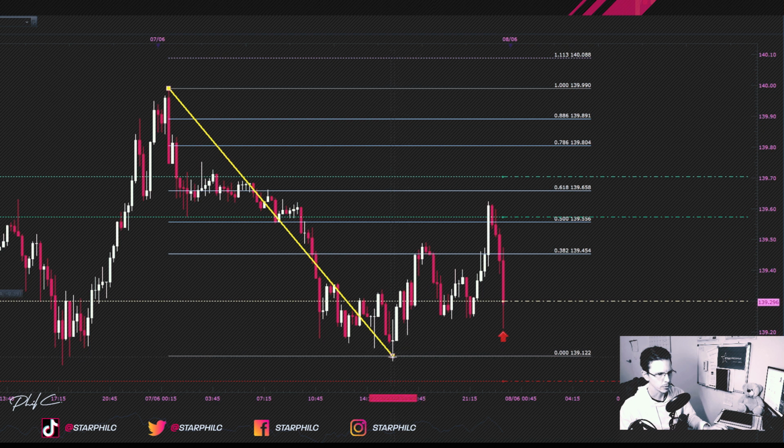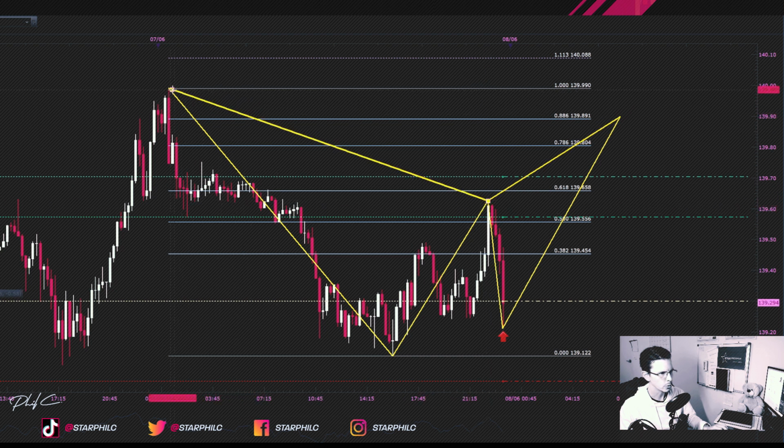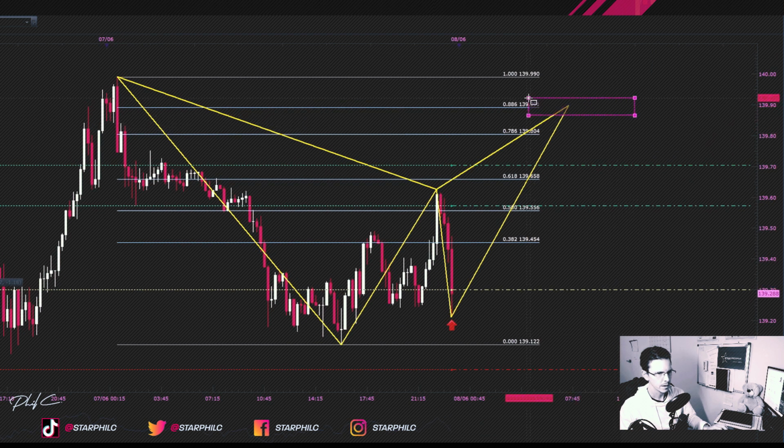So we've got impulse leg right here. And then instead of here, what we're looking at is here. So 50% B point, then we come all the way down right here for a C point, then a potential CD right at the 886. So your potential bat pattern would look something like this at the 886 right there.